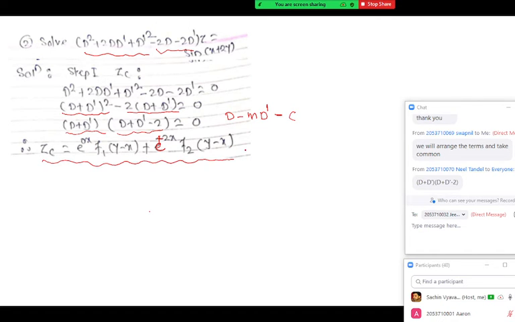So this is the first part of the question. We got ZC by comparing it with d minus md dash minus c. We get m equal to minus 1 and c equal to 2 for the second factor. And we can write it as e raised to cx f of y plus mx, which is the CF.